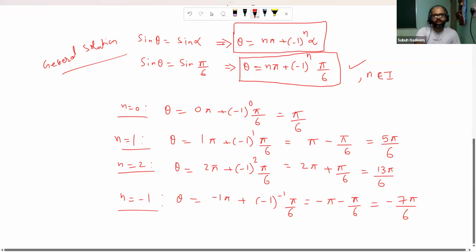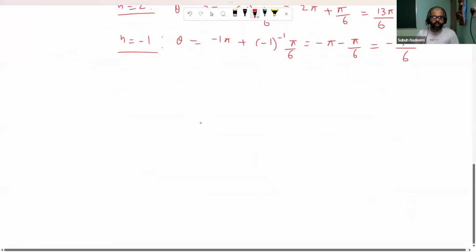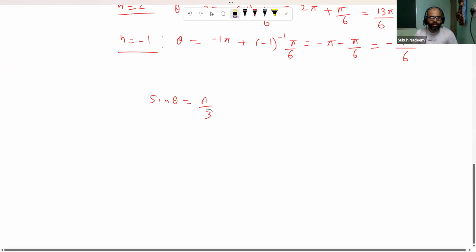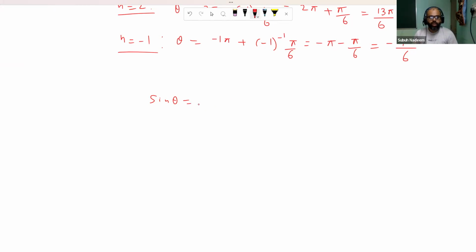So if I give you, for example, that sine theta is equal to root 3 by 2, so can you give me some of the values of theta? 4, 5 values.